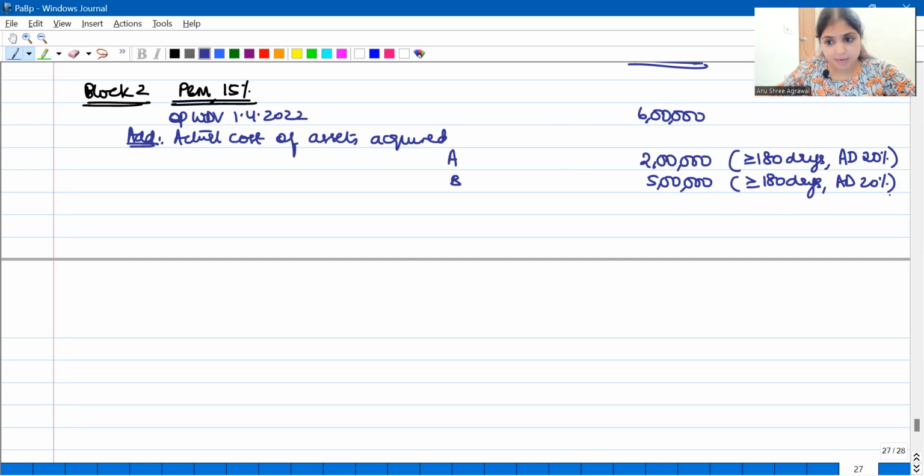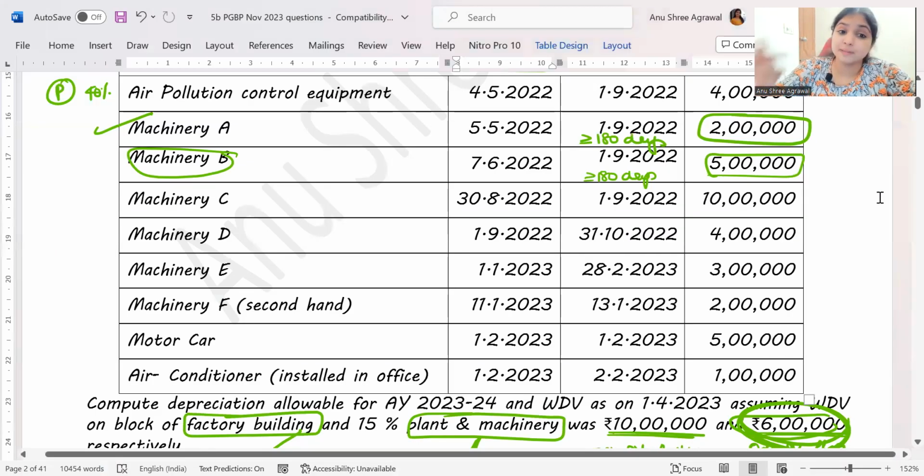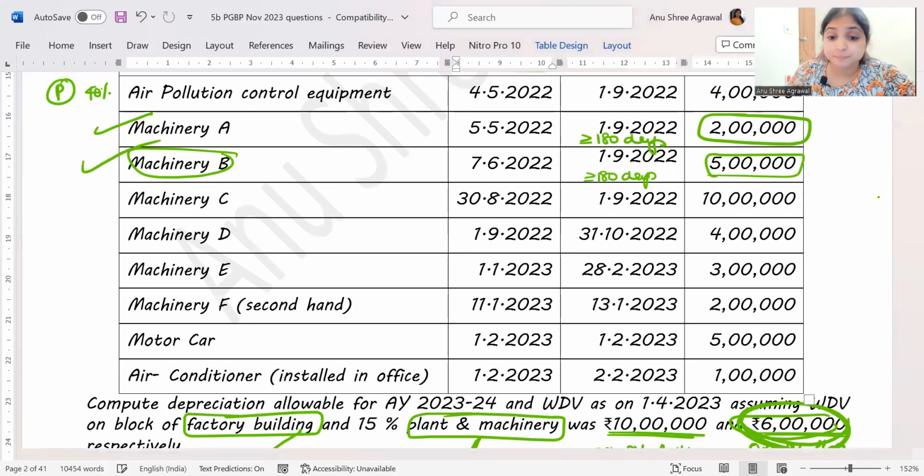Yes, the assessee is a manufacturer. He is following the WDV method. It is plant and machinery. It is not ineligible plant and machinery. All my conditions are fulfilled, at least 180 days. Full 20% additional depreciation we will get.